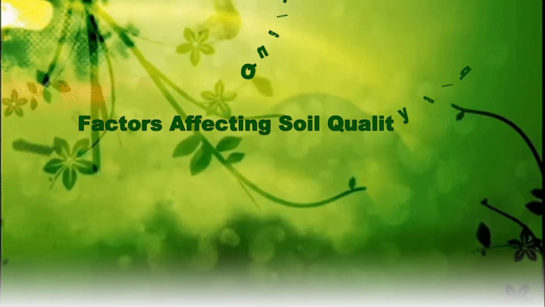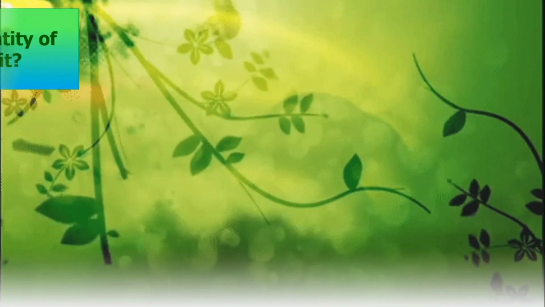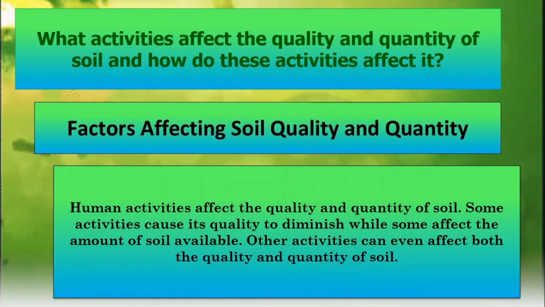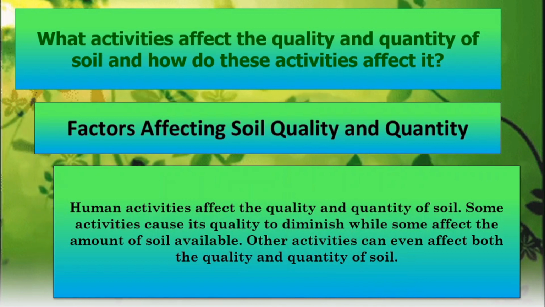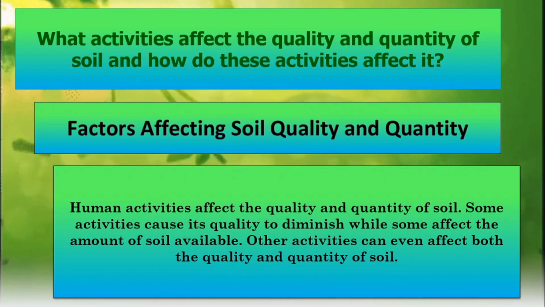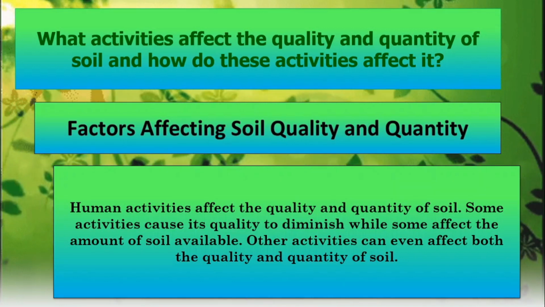Factors affecting soil quality and quantity. What activities affect the quality and quantity of soil and how do these activities affect it? Human activities affect the quality and quantity of soil. Some activities cause its quality to diminish while some affect the amount of soil available. Other activities can affect both the quality and quantity of soil.